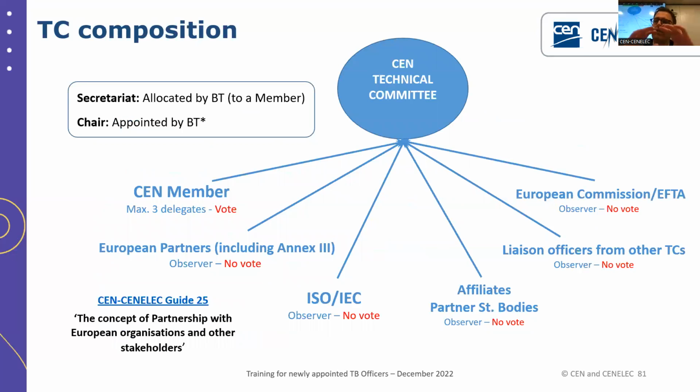This is in a very graphical way the composition of a CEN technical committee. So as I said, you have the chair, you have the secretary, then you have the CEN members, and each member can, let's say, nominate 3 delegates to be part of the CEN technical committee. But of course, 1 person would be the head of delegation. So meaning that every time there is a meeting and there is a need for a vote, obviously only the head of delegation can vote. So we cannot have 2 or 3 votes per member.